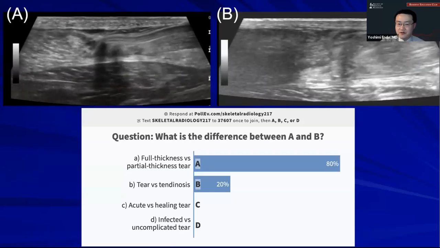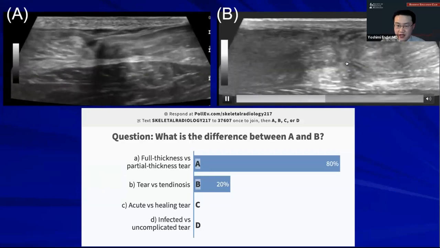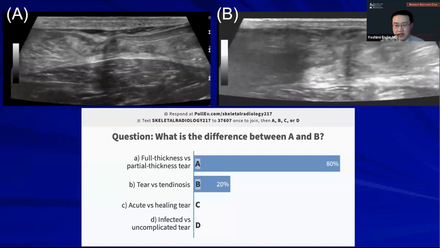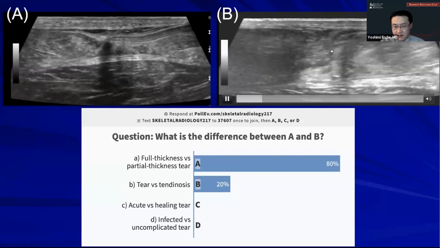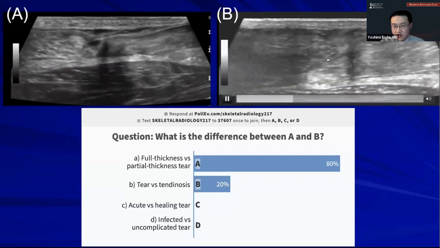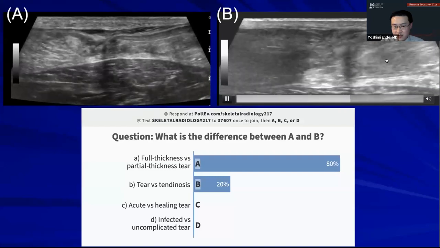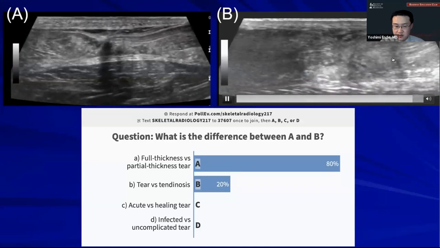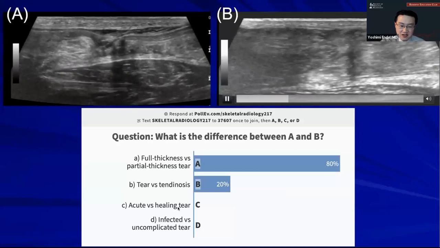So this is an example of a full thickness tear. It was treated conservatively, but we imaged it probably a month or two later. You can see that this is still a full thickness tear, but the reason this is moving is that it has already started to heal. A lot of it has healed. That's why the proximal stump is moving in concert with the distal stump. So the correct answer is actually C, acute versus a healing tear.